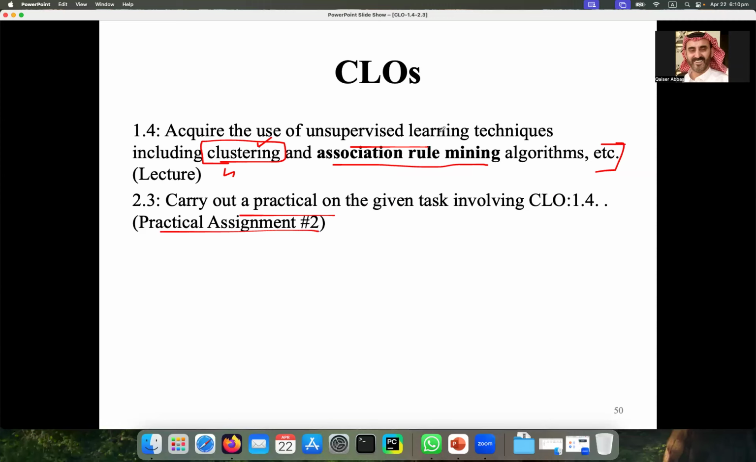After association rule mining, I promised you in the beginning that I will go with the CNN. CNN is an example of deep learning, and you can use it as supervised and you can use it as unsupervised. But I promised you that I will run that CNN as an unsupervised technique. This CLO is covering unsupervised learning techniques. We will cover these first two, but after that, I will go with the CNN at the end. That is part of these slides.